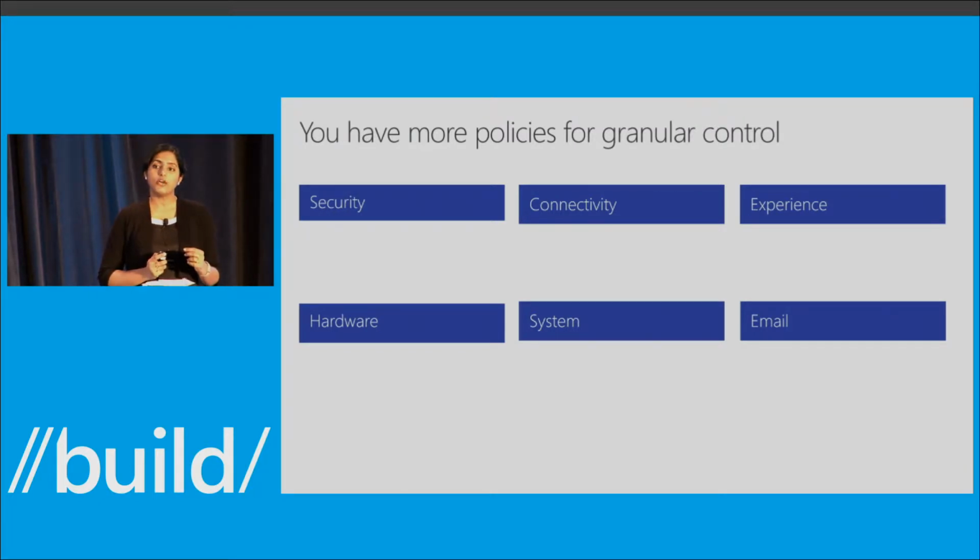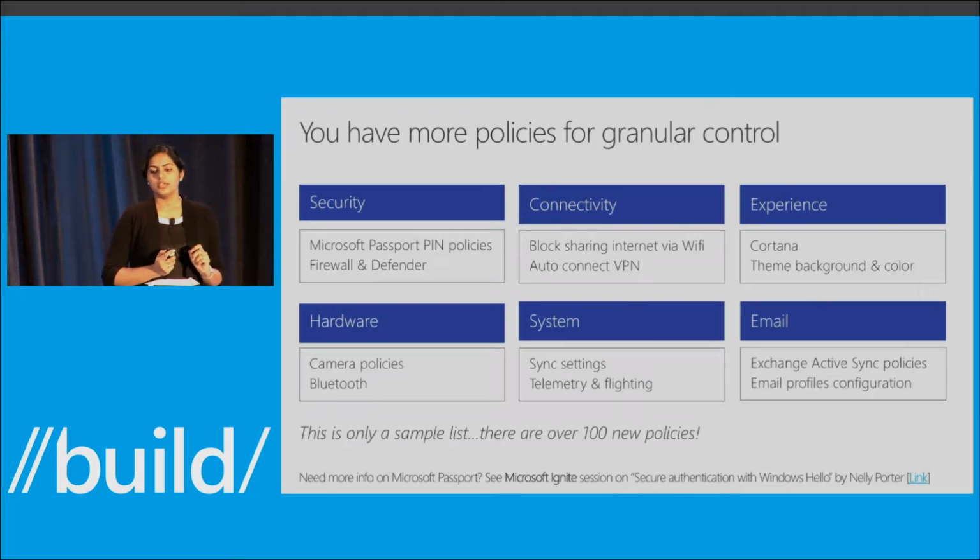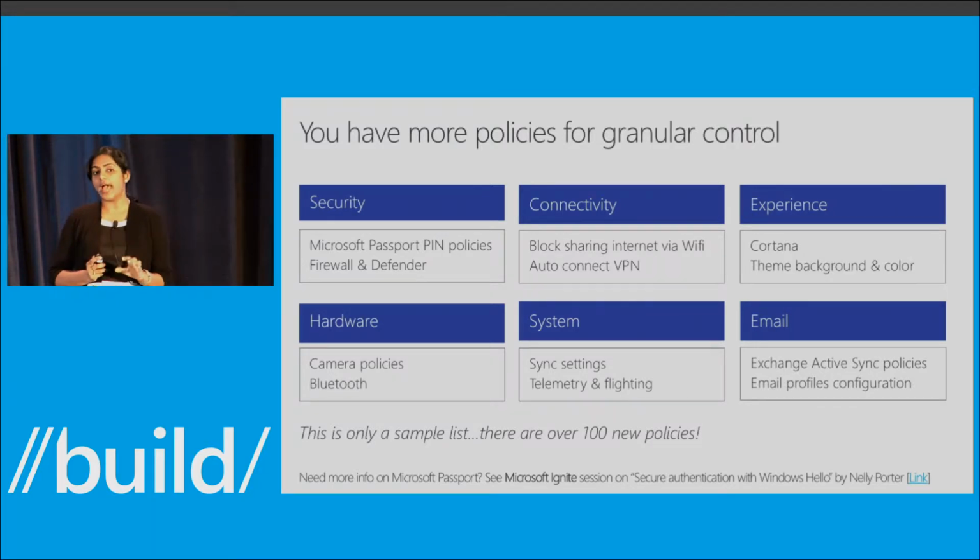You can also configure Defender and firewall security through MDM for PCs, just like you could do it through group policy. Here are some examples of policies that are available through MDM, but this is only a small sample set. I couldn't put all the policies on here. There are over 100 new policies that we are adding for Windows 10 through MDM, and this is over the 50 policies that already existed for Windows 8.1.